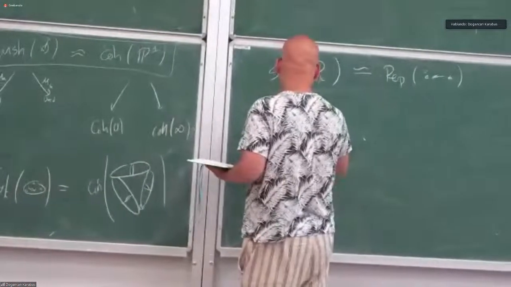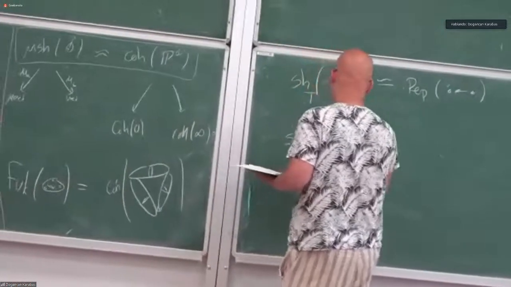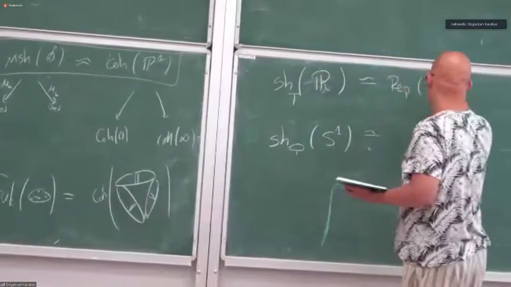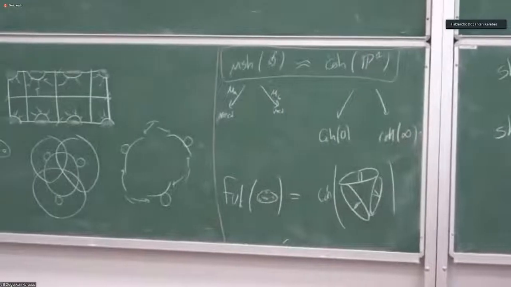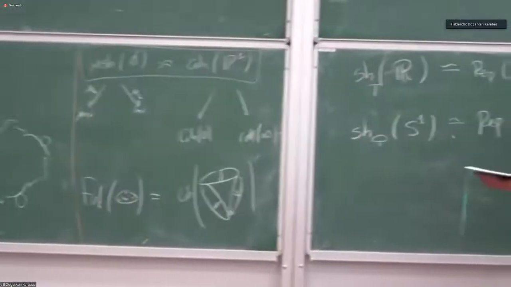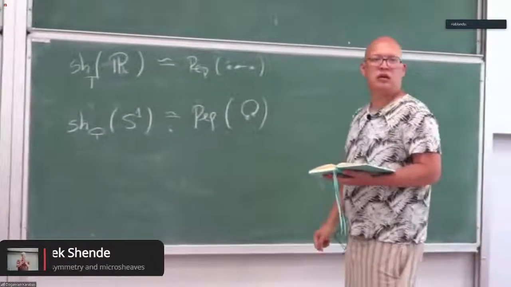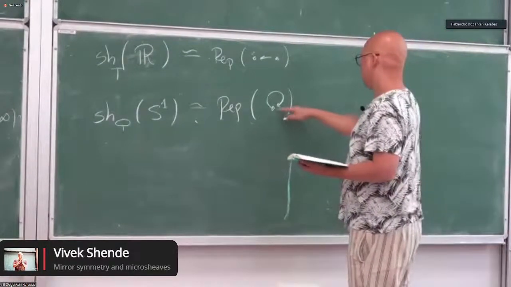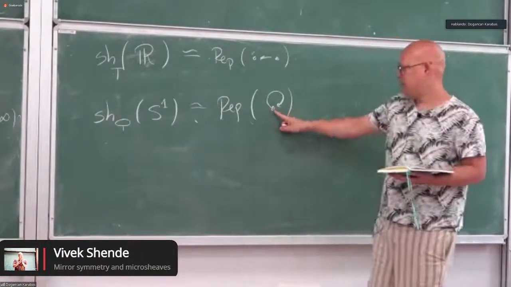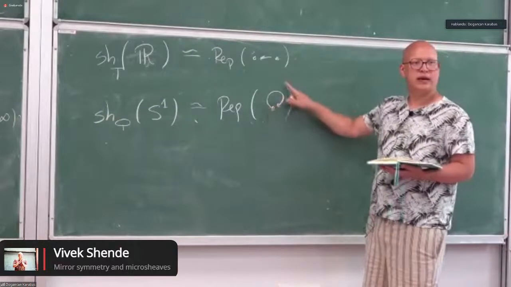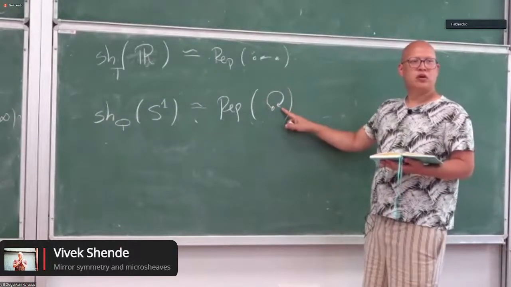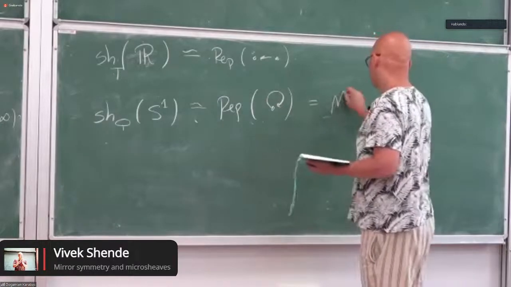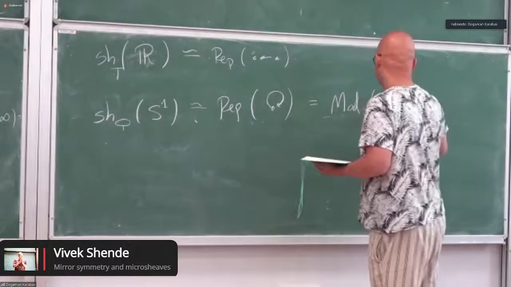Let's think about a similar fact. So I'm going to close up the boundary. Well, then I should identify these two. There should be representations of this kind of quiver. In other words, what is this? What does that mean? It means I give a vector space and one endomorphism. And that's the same as modules.